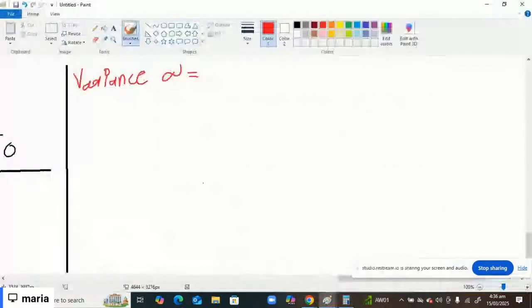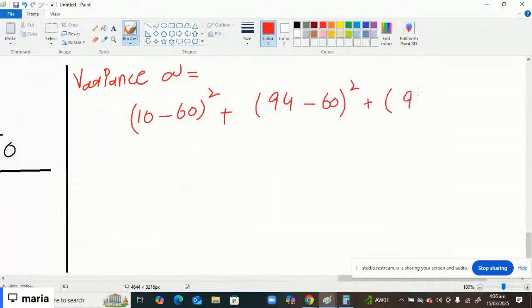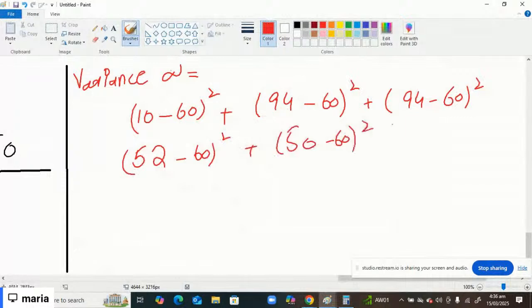So the first digit is 10. So it's 10 minus 60, taking the square, plus 94 minus 60, taking the square. Again, it's 94 minus 60, taking the square. 52 minus 60, taking the square. And 50 minus 60, taking the square.